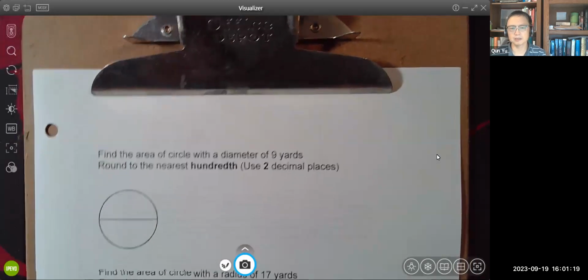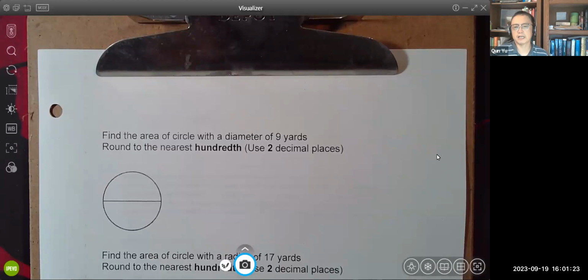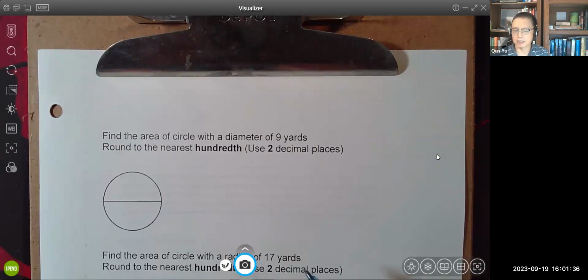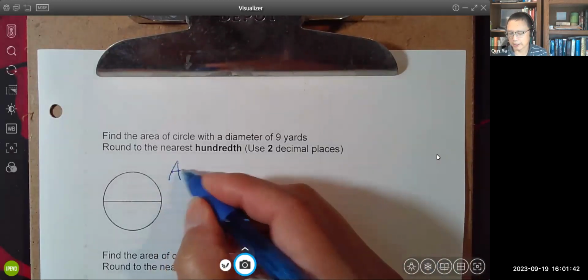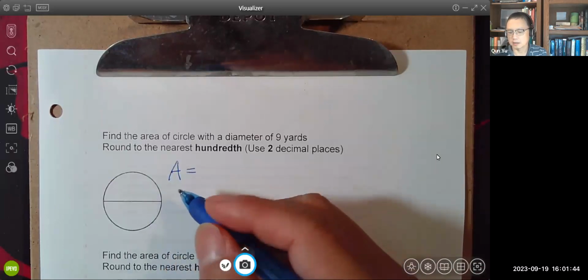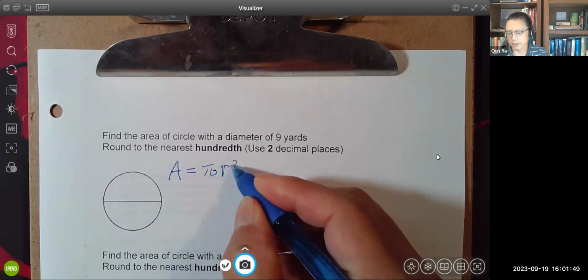The first one: find the area of a circle with a diameter of 9 yards. Round to the nearest hundredth. That means in the final answer, you should have 2 decimal digits. First of all, we need to identify the correct formula. We are doing the area of a circle, which has the formula A, where A represents the area, equals pi r squared.